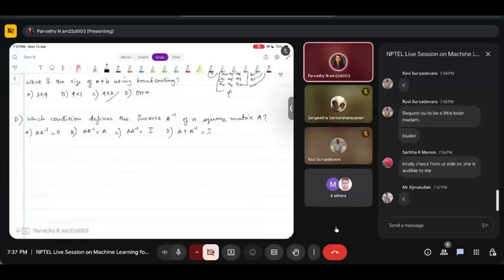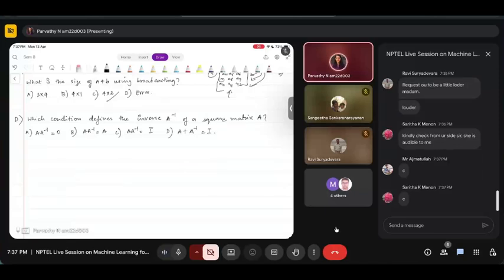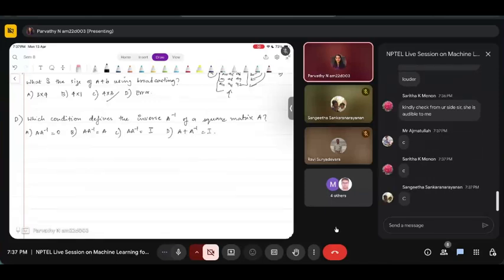This condition defines the inverse of the square matrix. So we already know this, that the inverse satisfies A times A inverse is equal to A inverse A is equal to I, where I is the identity matrix.